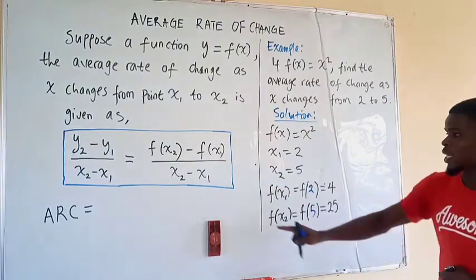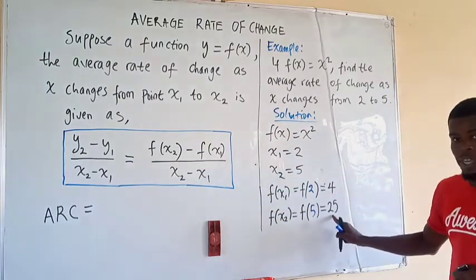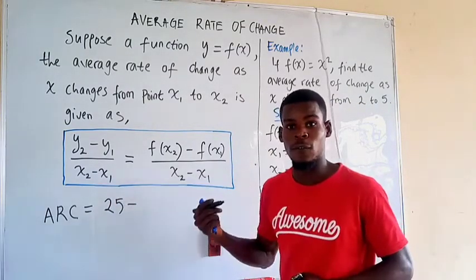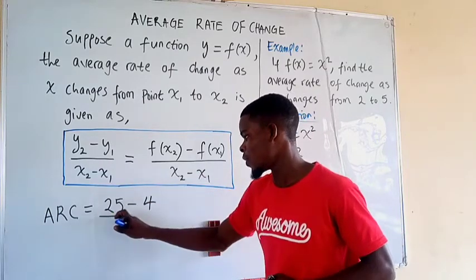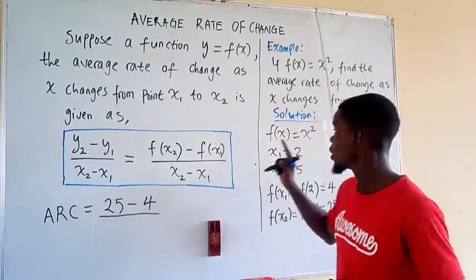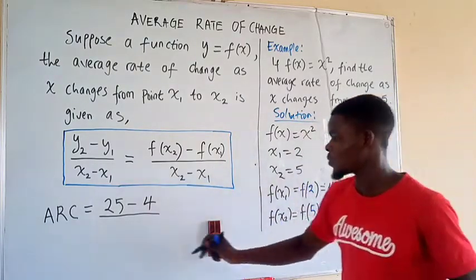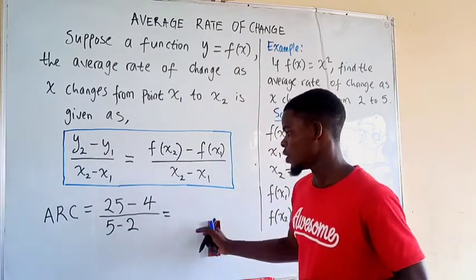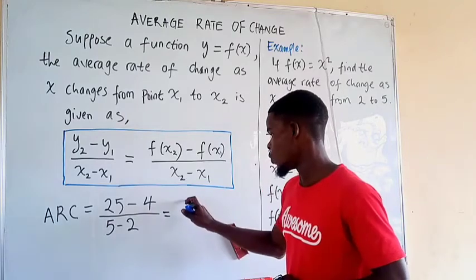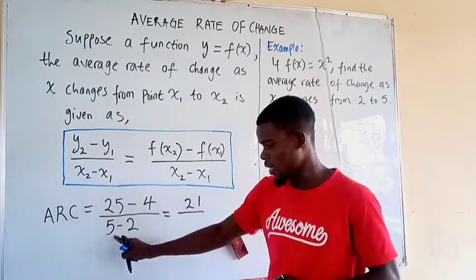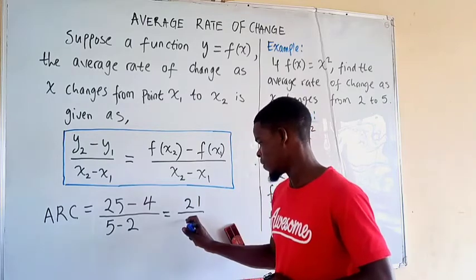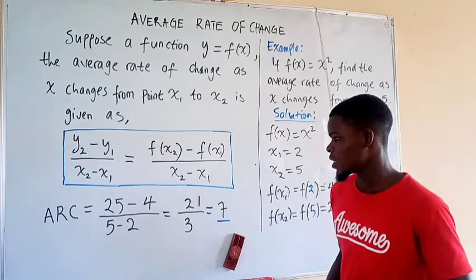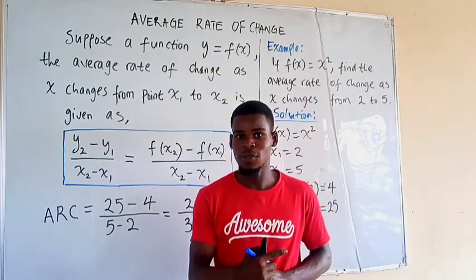Good. So we have that to be f of x2, which we've gotten here to be 25, right? So I just put down there 25 minus f of x1, which was 4. So we put down there 4 and then divided by 5 minus 2, right? x2 minus x1. That is 5 minus 2. Great. And then what we have here is 25 minus 4 is just 21. And then we divide everything there by 5 minus 2, which is just 3, right? Good. And then lastly, we end up with 7. So 7 here is the rate at which the curve is changing from point 2 to point 5.